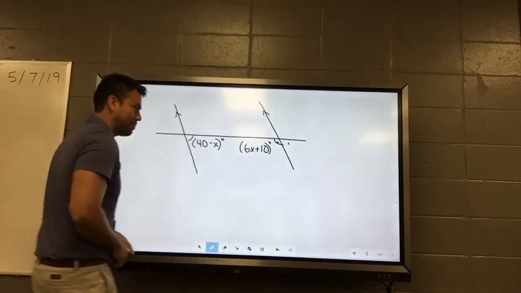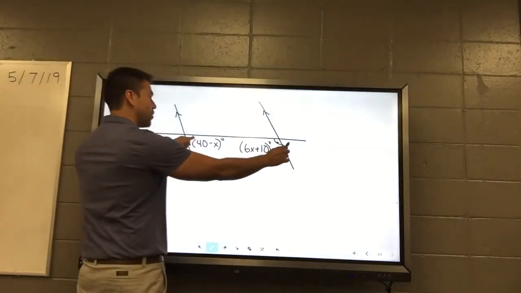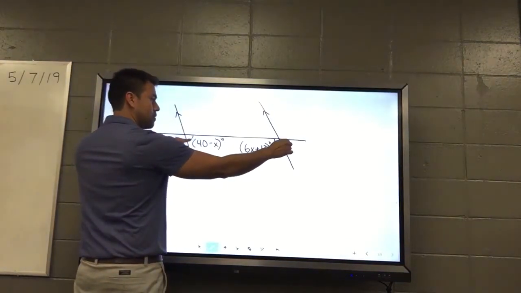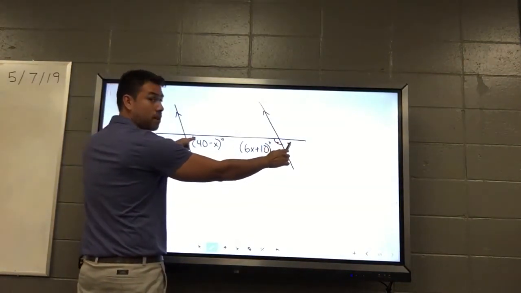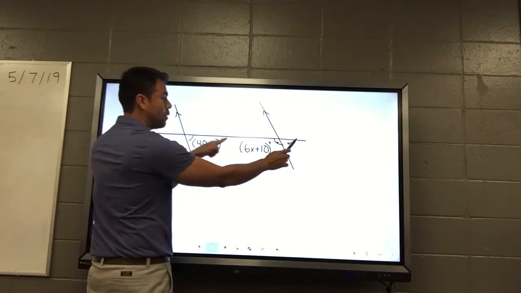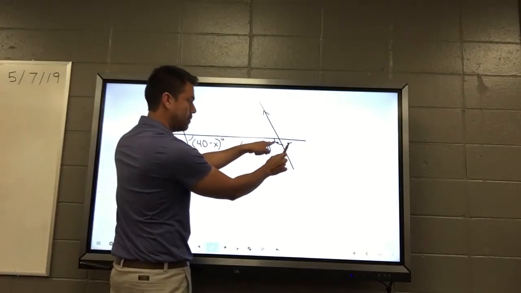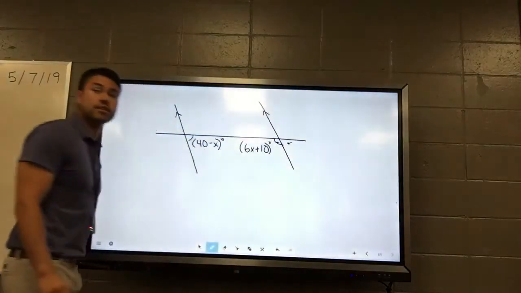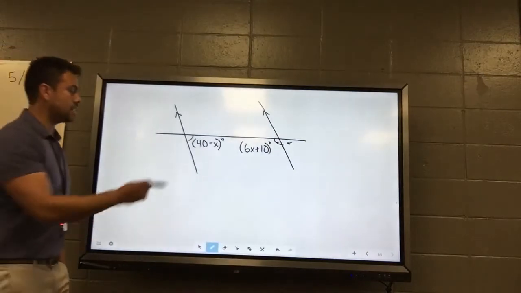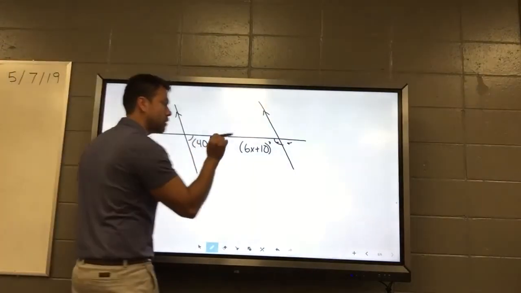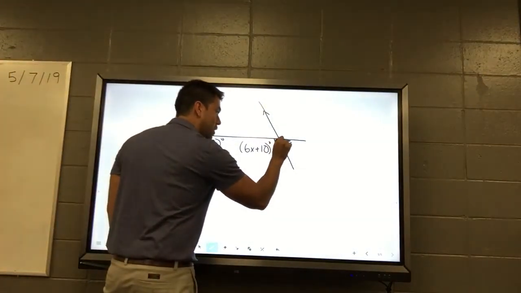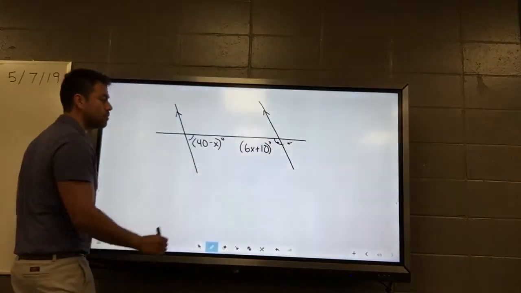Okay, let me try that again. These two angles are the same, right? This one and this one. Do you agree with that? They're corresponding. And what do these two angles have to add up to be? So using the transitive property, this angle can be substituted right here. So what do I write for my equation?